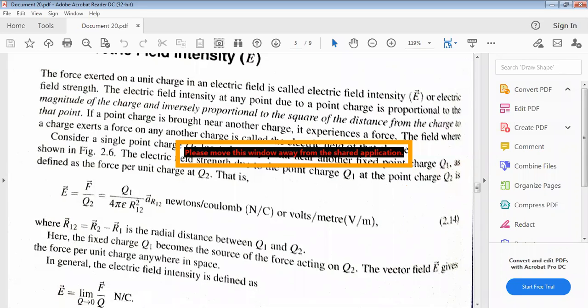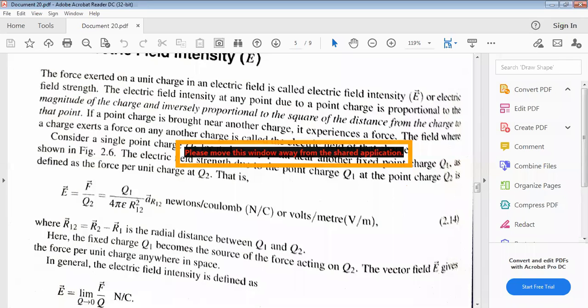According to the definition of electric field strength, E equals the force exerted on the point charge. So E equals F by Q. That is the definition, right? Mathematically, the electric field intensity E equals the force F exerted on point charge Q2.